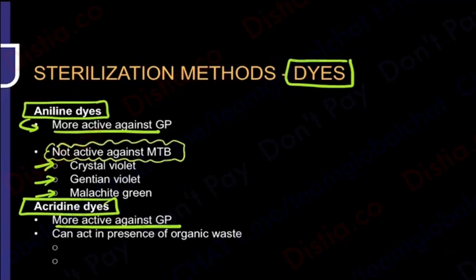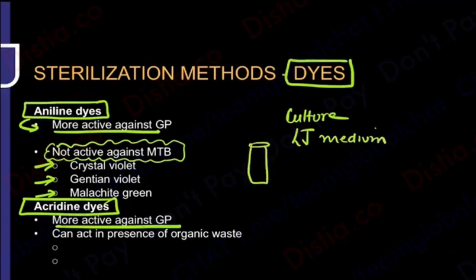ये वाला point याद रखो. Have you all heard what the culture media for TB is? What culture do you use? You use the LJ media. And if you've seen the LJ medium bottle, ka background is always green. Why? Because LJ media has malachite green. I have utilized the property from here only.